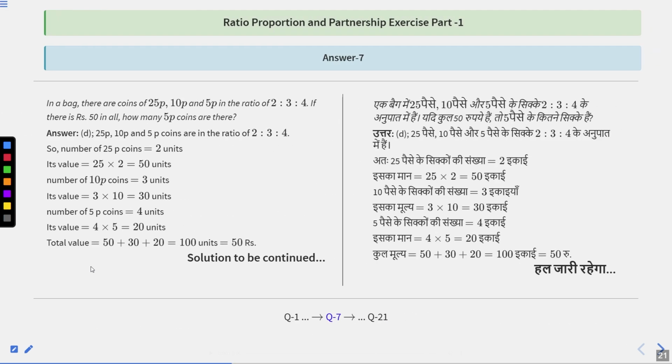Now the question says you have 25 paisa, 10 paisa and 5 paisa coins in 2:3:4. Clear? So the number of 25 paisa coins, if you take it 2 units, the value is 25 into 2, which is 50 units. In the same way, 10 paisa coins, which is 3 units, when we multiply 3 into 10 becomes 30 units. In the same way, 5 paisa coins is 4 units, 4 multiplied by 5, which is 20 units. So the total value of these coins will be 100 units, which is 50 rupees. Clear?